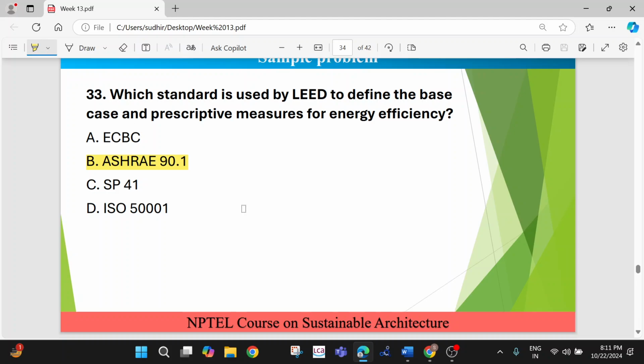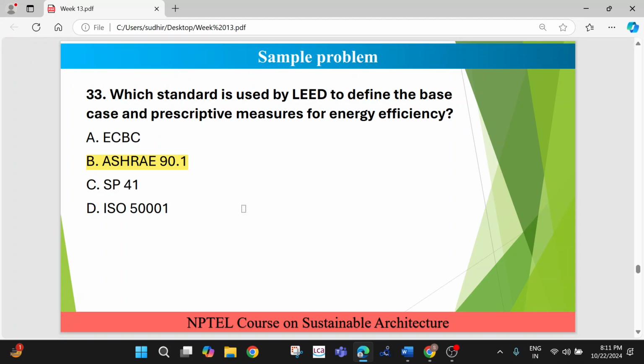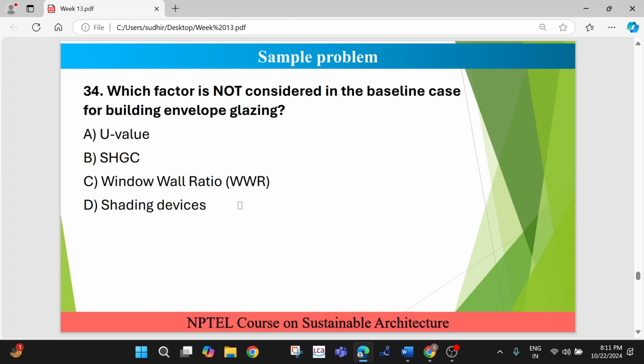So here is question number 34 then. Which factor is not considered in the baseline case for building envelope glazing? Yeah, which is different from base case or proposed case. These differences were well explained in the lecture videos. So this one you will be able to answer.